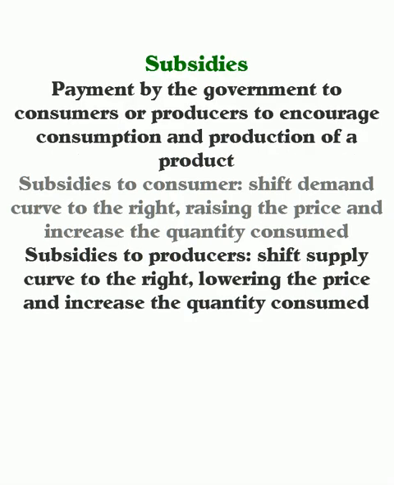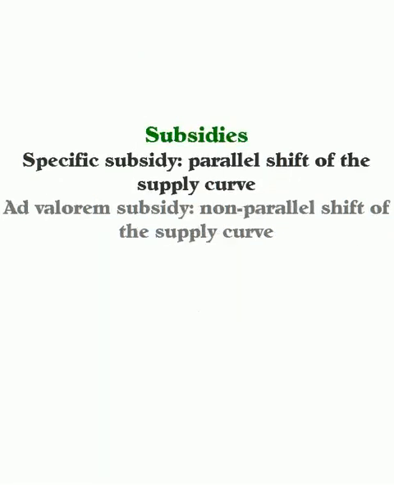Subsidies. Payment by the government to consumers or producers to encourage consumption and production of a product. Subsidies to consumers shift the demand curve to the right, raising the price and increasing the quantity consumed. Subsidies to producers shift the supply curve to the right, lowering the price and increasing the quantity consumed. Specific subsidy, parallel shift of the supply curve. Ad valorem subsidy, non-parallel shift of the supply curve.